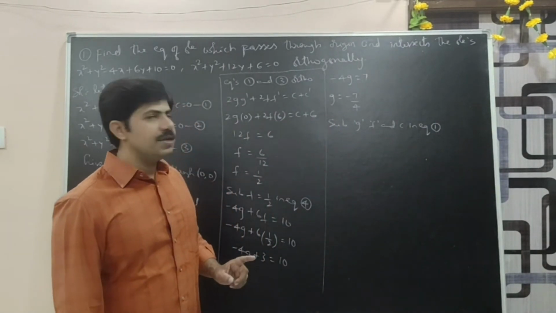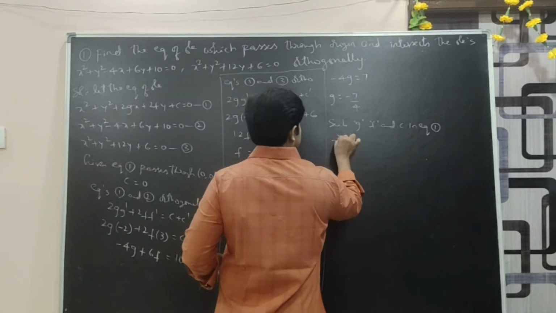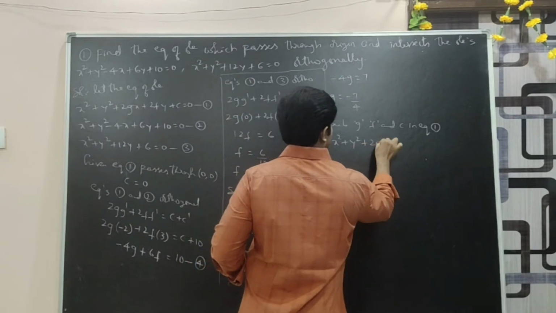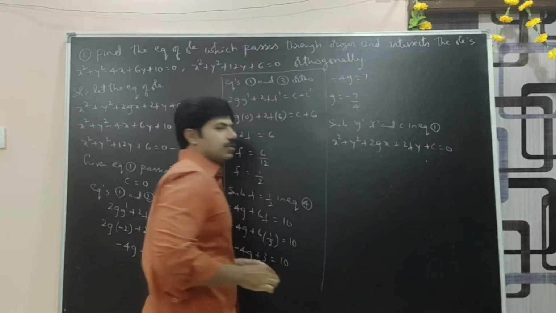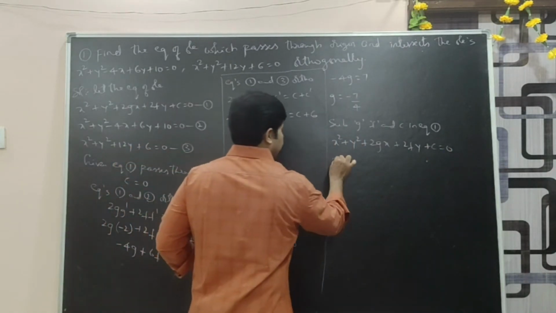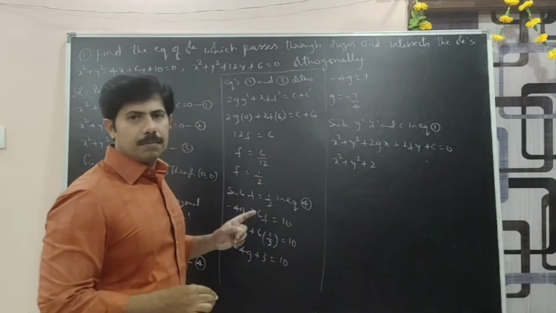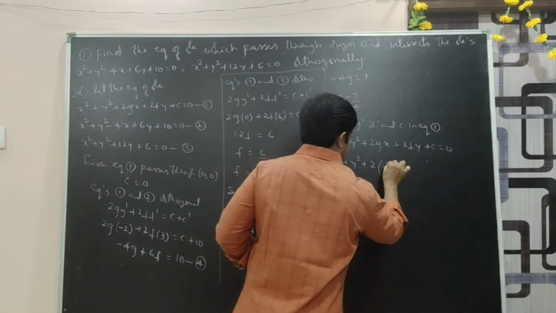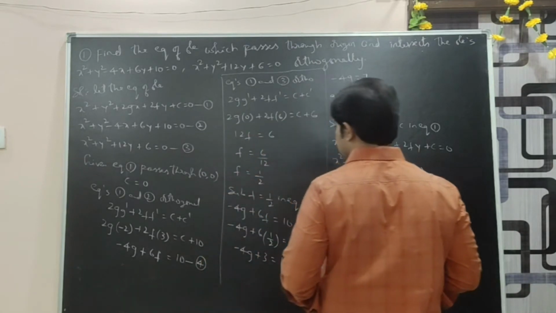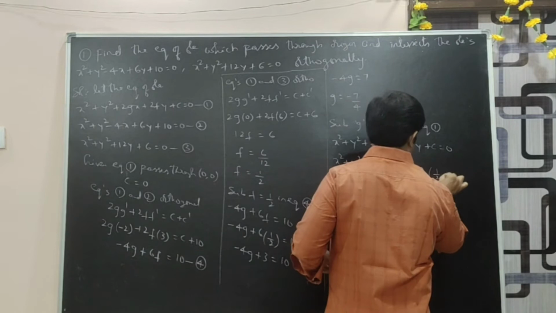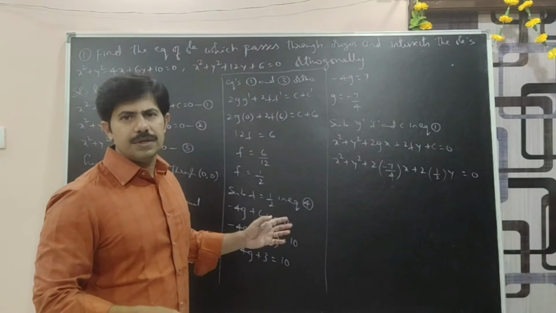Substitute the g, f, c values in equation 1. So what is equation 1? It is x square plus y square plus 2gx plus 2fy plus c is equal to 0. So we'll substitute the values. That is x square plus y square plus 2 into g value, which is minus 7 by 4, minus 7 by 4 x, plus 2 into f value, which is 1 by 2, y. C is 0, so I'm not writing that 0, is equal to 0.